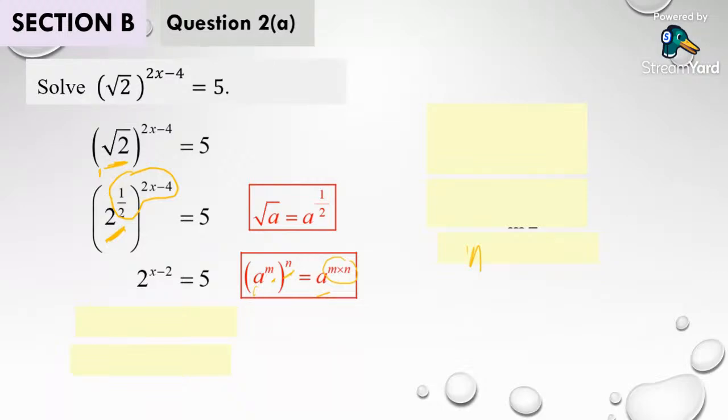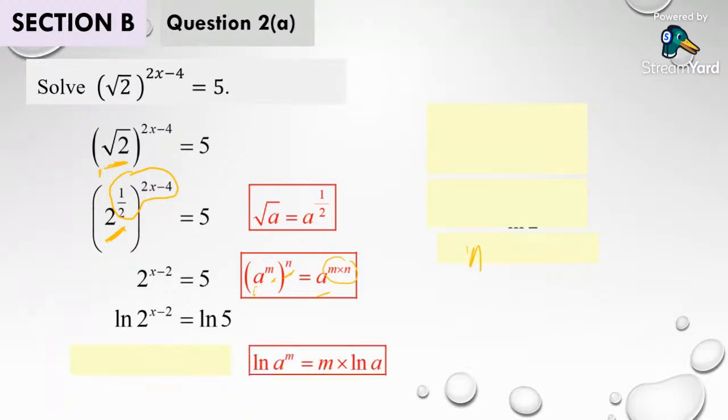Reach up to here, 2 and 5 is not the same base number, and they can never change to the same base number. So I insert log both sides. By rules of log, I can bring the power to the front, multiply with the log 2. So I have x minus 2 multiply log 2. Make sure you have a bracket there for x minus 2, because the whole thing is multiplied with the log 2.